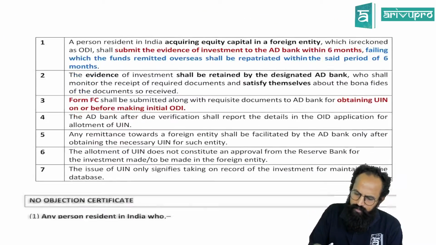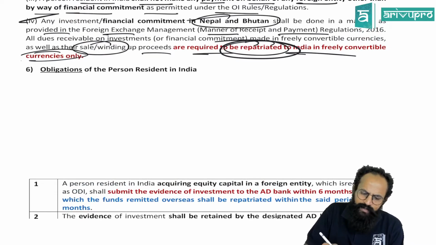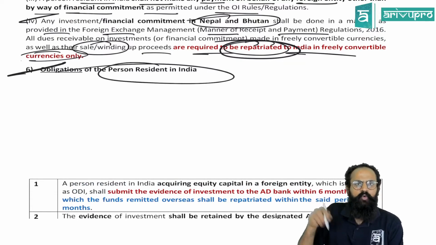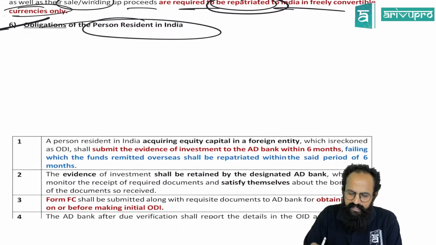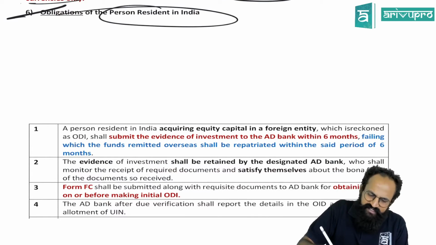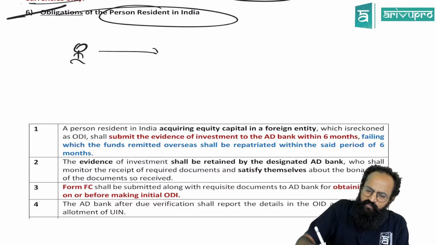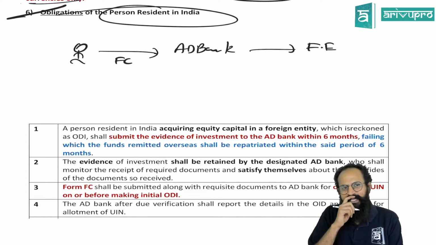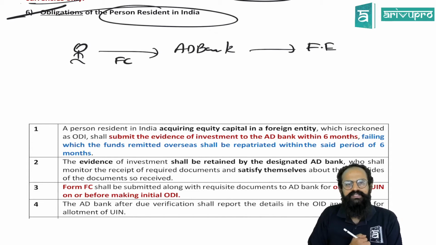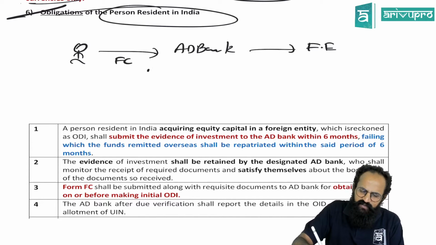Next one, people. Obligations of a person resident in India. Whoever is making this financial commitment has some obligations. So what is that? Simple thing. You first went and gave Form FC to the AD Bank. Why? You told them that you are going to invest in a foreign entity. Correct? Now, what is the guarantee that you invested? You took approvals, the unique identification was generated, you took the money also.